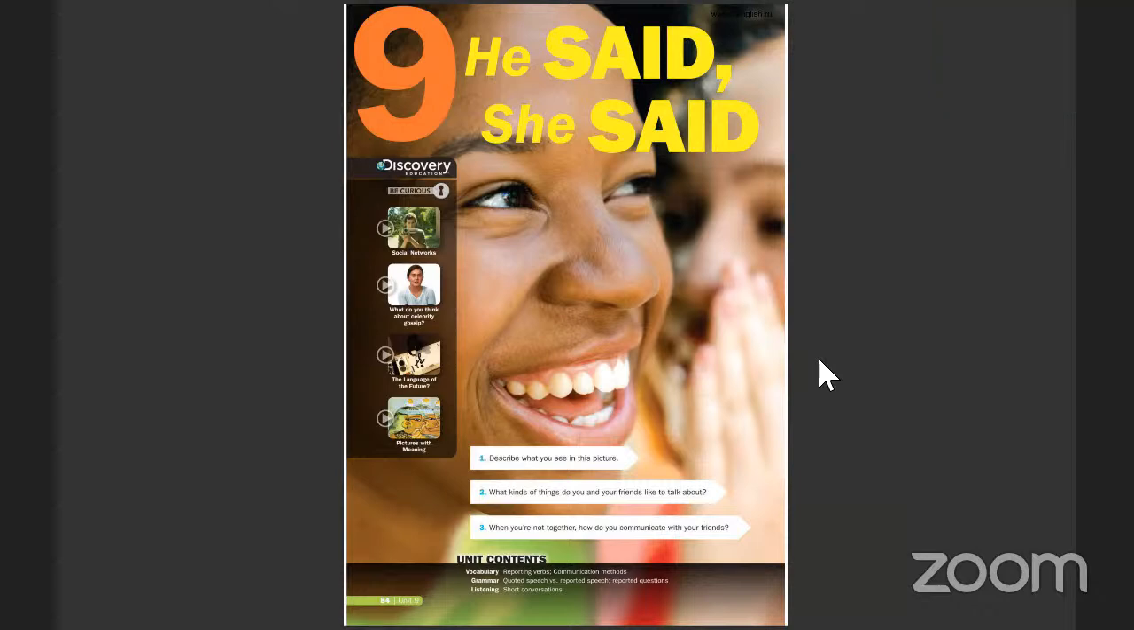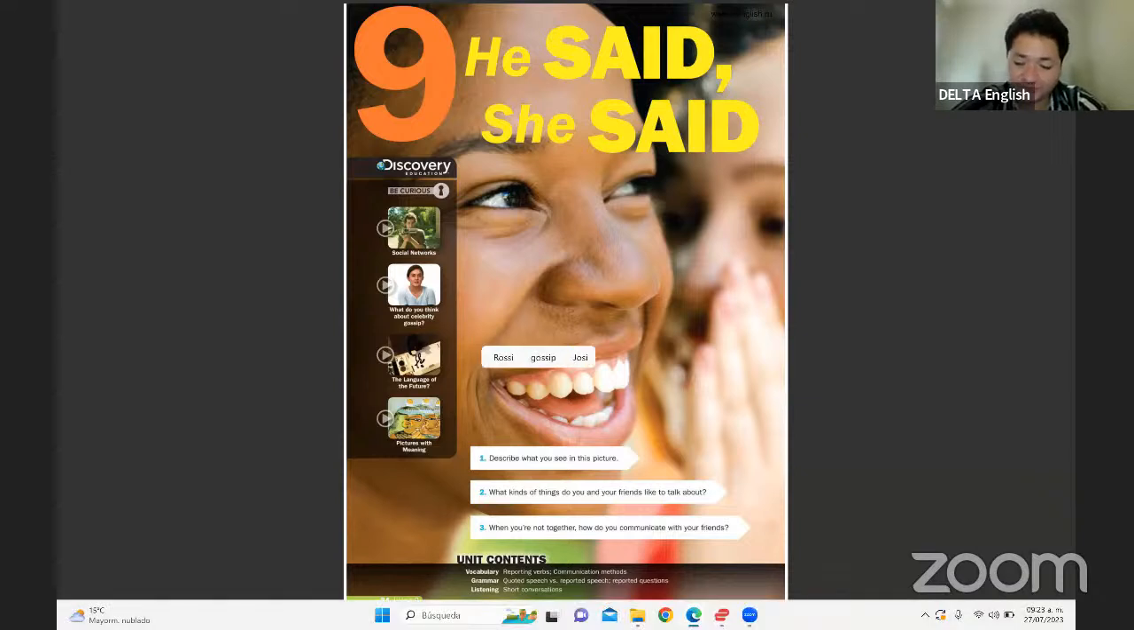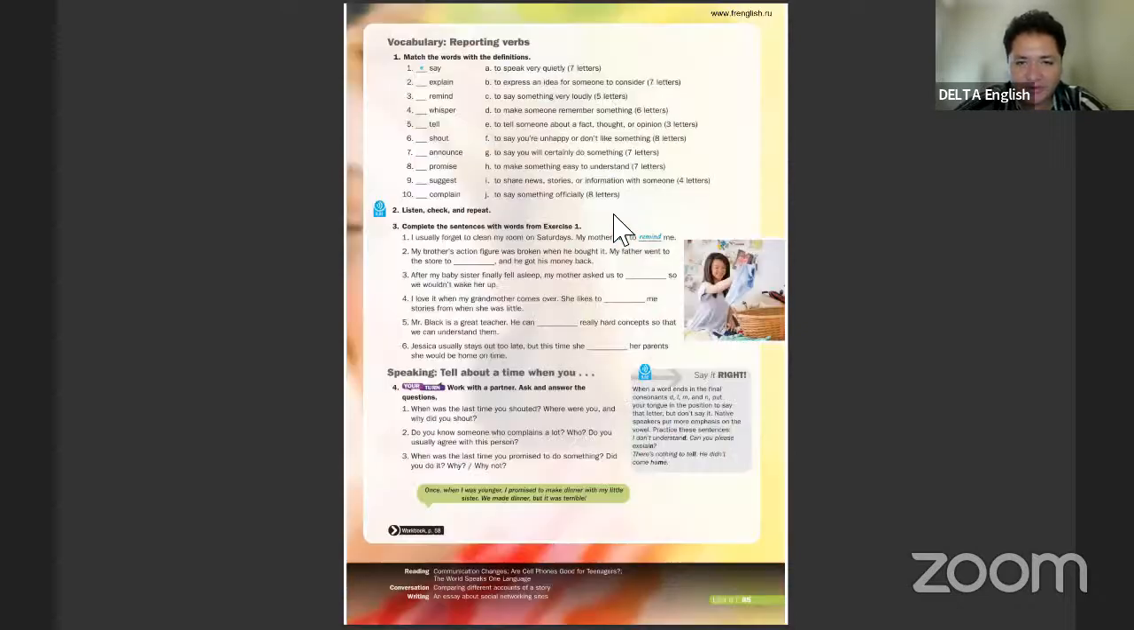They are telling a secret. Yes, maybe they're telling each other a secret. Maybe they're telling each other a gossip. Okay, gossip. You know what that means? You tell another person something about another person, right? That's a gossip. And it says the question: when you're not together, how do you communicate with your friends?